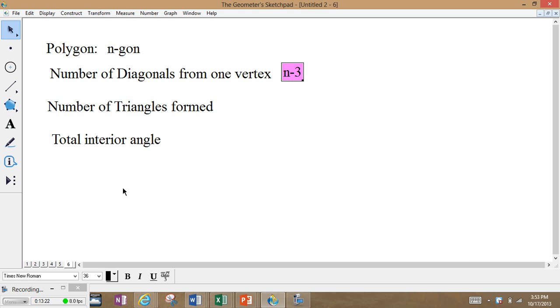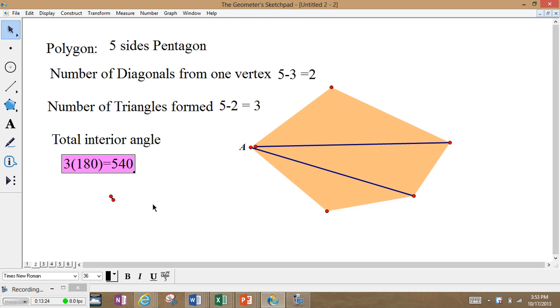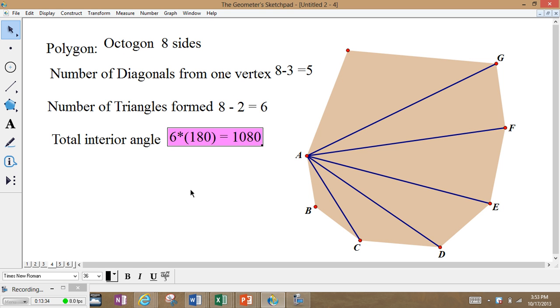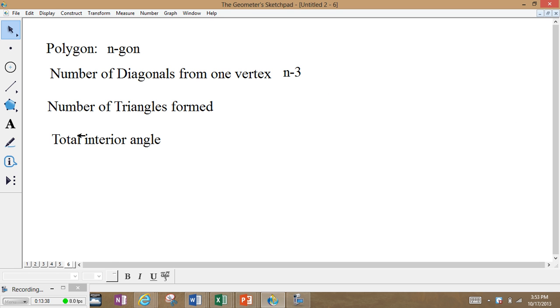And then the number of triangles formed. I believe we said there were 2 fewer triangles than the number of sides. 5 sides gave us 3 triangles. 6 sides gave us 4. And 8 sides give us 6. So there we have it. The number of triangles is always 2 less than the number of sides, so it's n minus 2.